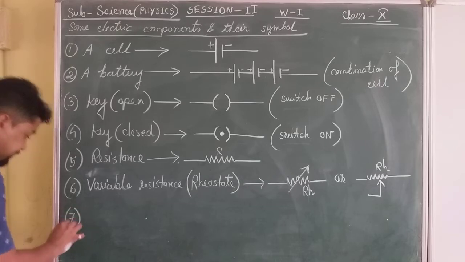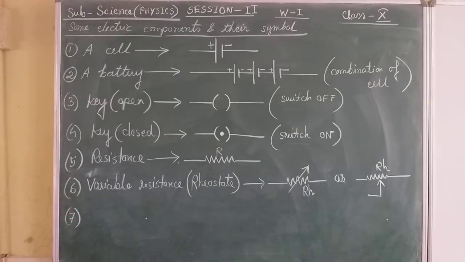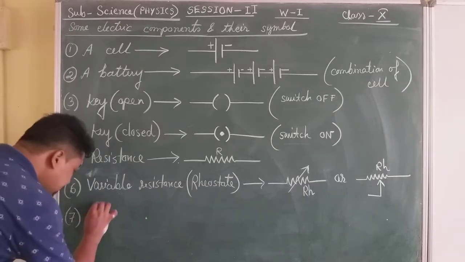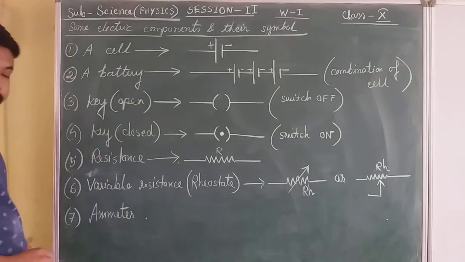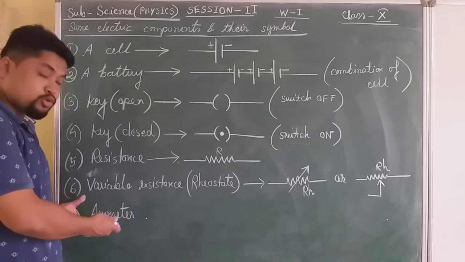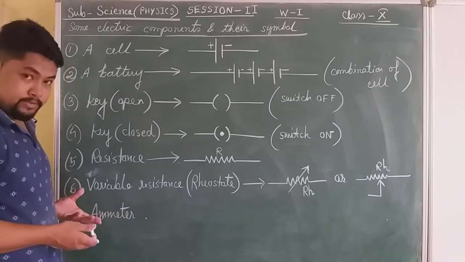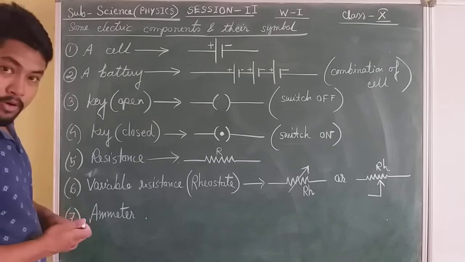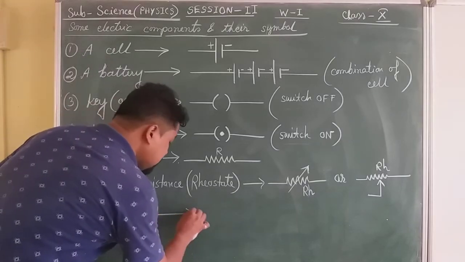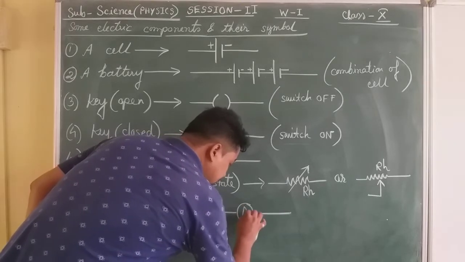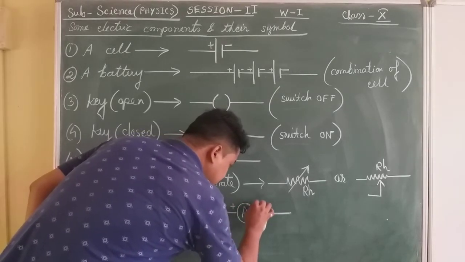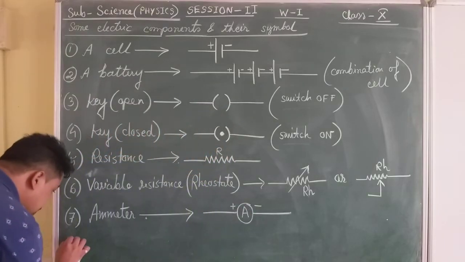Number 7, ammeter. Ammeter, an instrument used to measure electric current in an electric circuit. Okay, ammeter, and the circuit symbol of ammeter is like this. A, positive, negative, right?